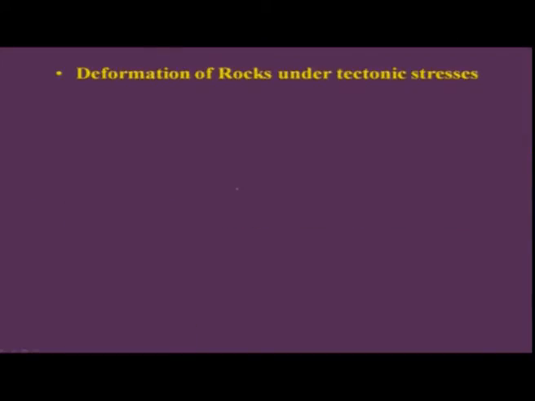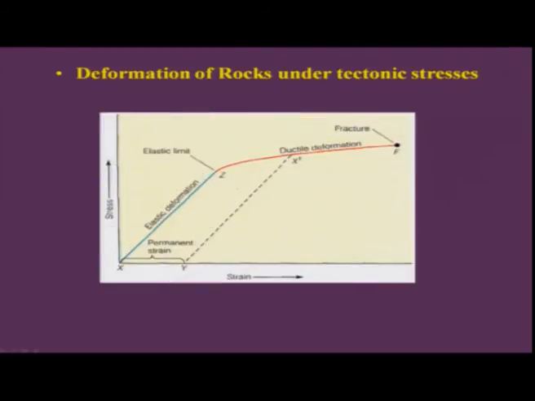Now, deformation of rock under tectonic stresses. This is a simple stress-strain diagram which explains that if you keep on increasing the stress, eventually at one point of time it will break. Initially all material within the earth has an elastic property and deforms up to an elastic limit, then there will be ductile deformation, and finally it will break, and fracture occurs. This fracturing, the point where it breaks, is your earthquake.